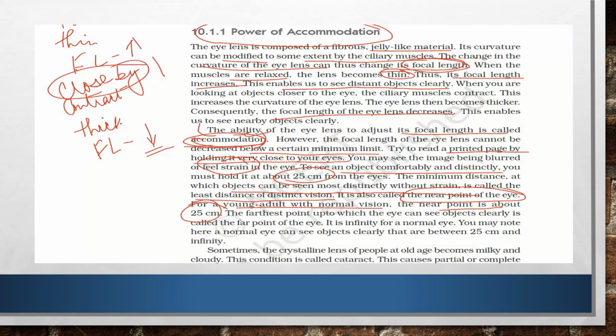So if there is a question asking what the near point of the eye is, or what the least distance of distinct vision is, then you can write that it is equal to 25 centimeters. And the farthest point up to which an eye can see objects clearly is the far point. So there is the near point of vision and the far point of vision up to which objects can be clearly seen by the eye. Now you may note that a normal eye can see objects clearly between 25 centimeters and infinity. So from 25 centimeters to infinity, to a distance beyond and beyond, you can see the objects clearly.